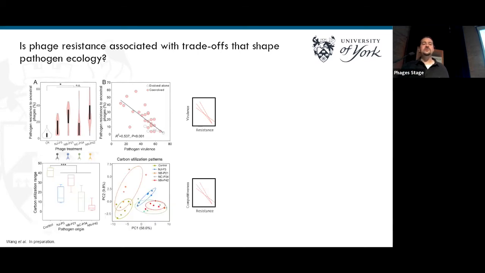You also see a trade-off with competitiveness. This is looking at what resource use range these evolved bacteria have. And actually, they cannot utilize that many carbons anymore after a while. And then they become less competitive in that sense. You can do pair-based competitions, direct competitions with fluorescent strains as well, and you see similar patterns.